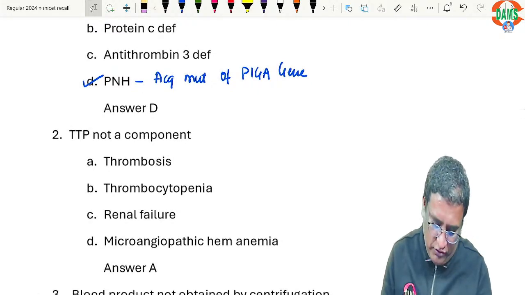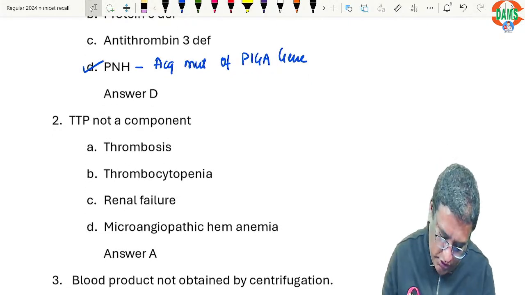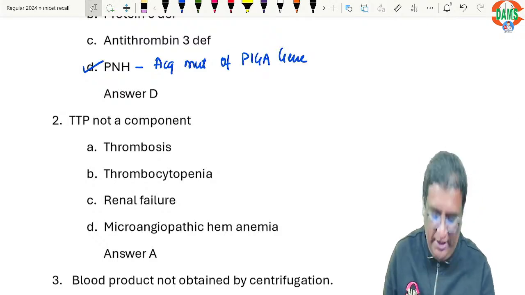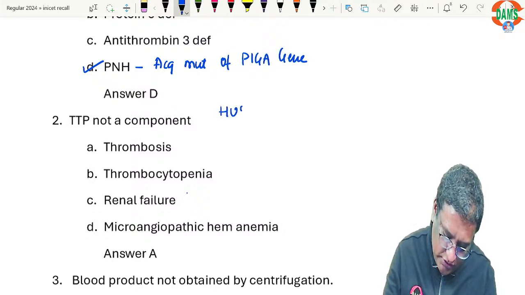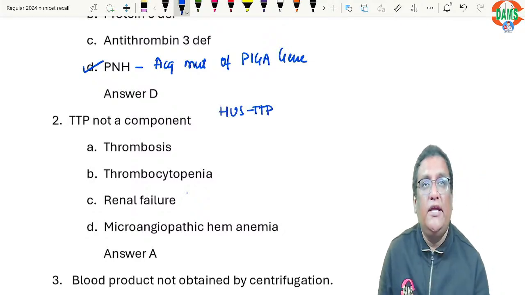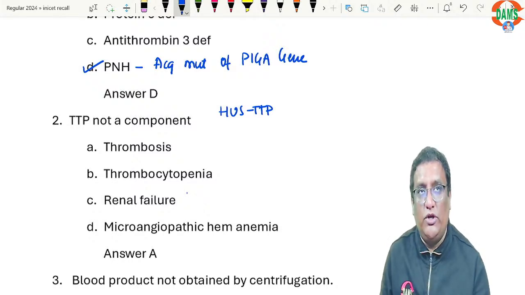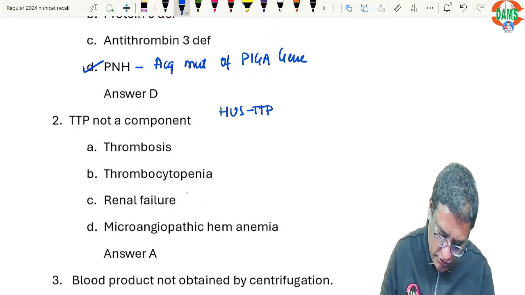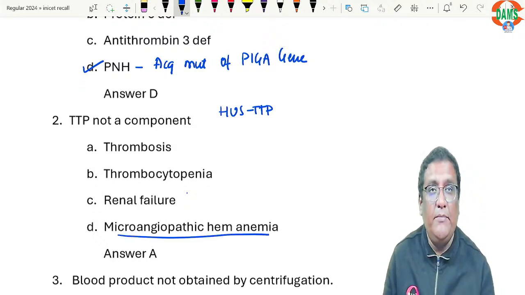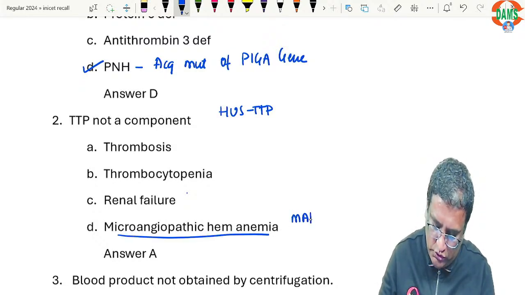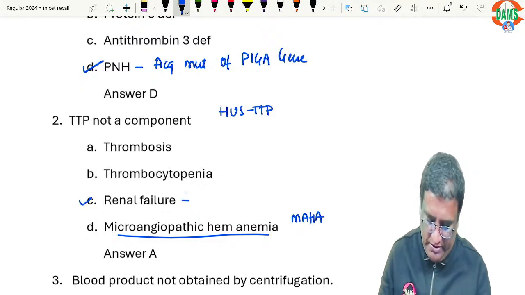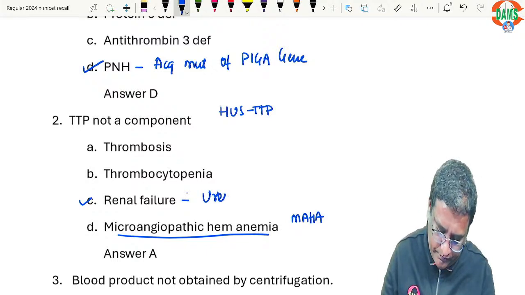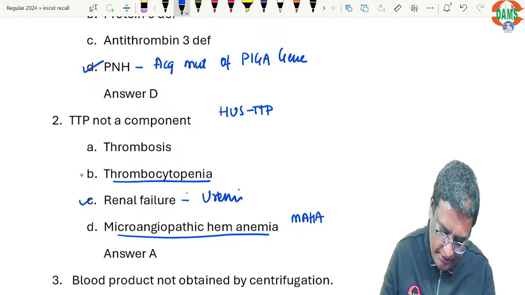Next, in TTP, thrombotic thrombocytopenic purpura, what is not a component? We say it is HUS-TTP, by the way, hemolytic uremic syndrome and thrombotic thrombocytopenic purpura. There will be microangiopathic hemolytic anemia, MAHA, which will show schistocytes. We discussed this in class. Renal failure will be there, because of uremia. Thrombocytopenia is also true. So these are all true.